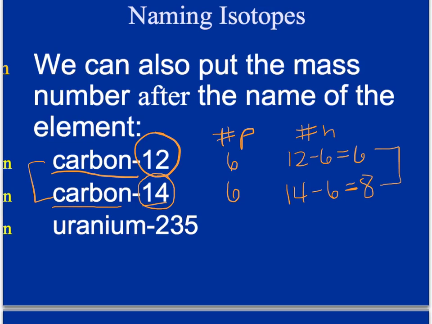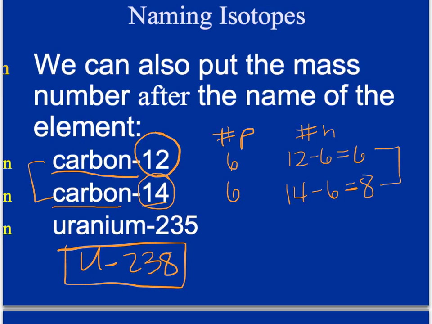Uranium-235 is an isotope of what we'd normally think of as uranium-238. This is the traditional one, what you might see if you just looked off the periodic table. So these two are isotopes of each other because they have different mass numbers.